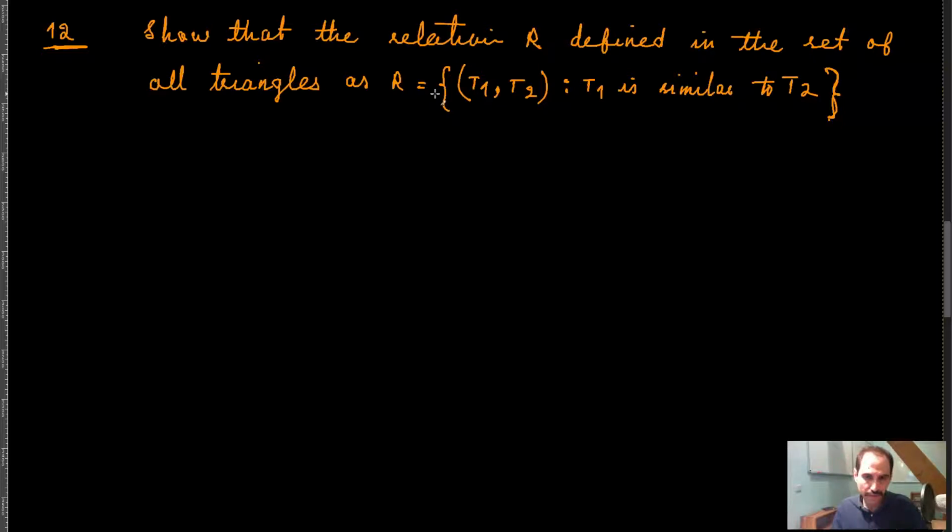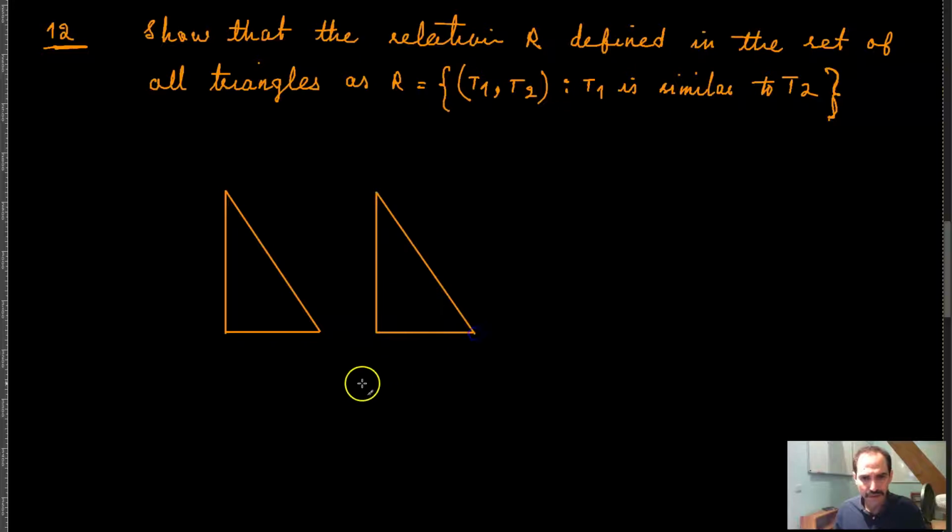Similar is a little bit different from congruent. For example, suppose that you have this triangle over here, and again you have this triangle over here, supposing that these two lengths are the same, these two lengths are the same, these two lengths are the same, and therefore these two angles are the same, these two angles are the same, and these two angles are the same.